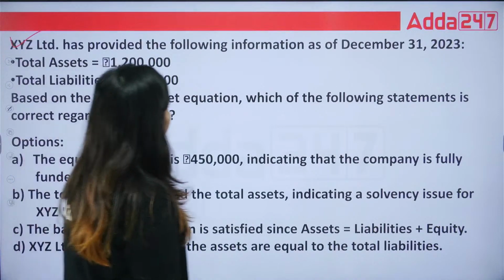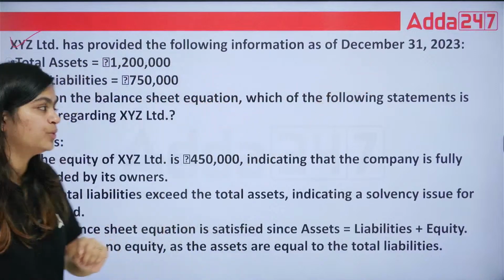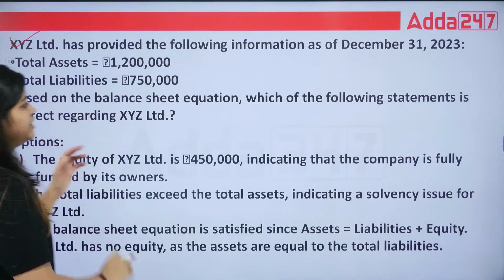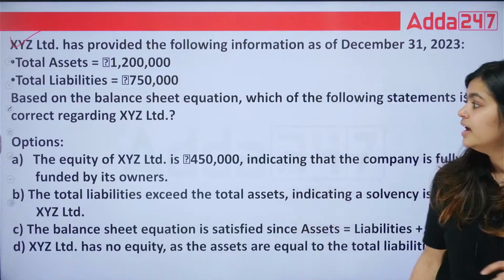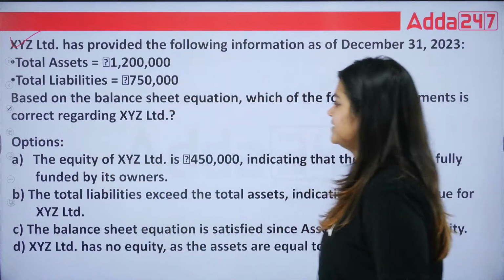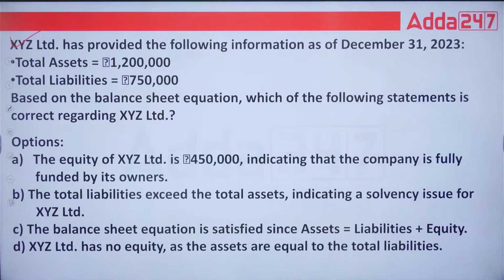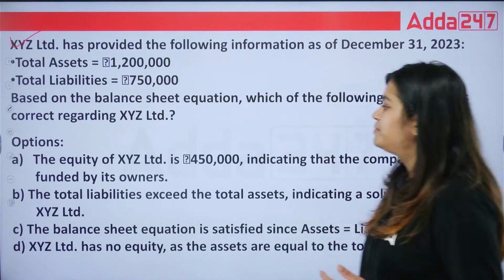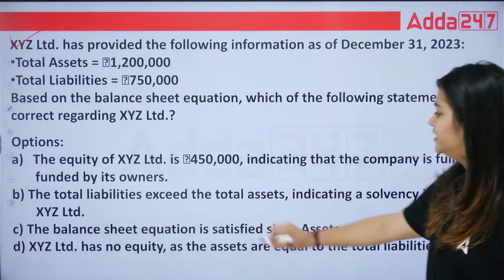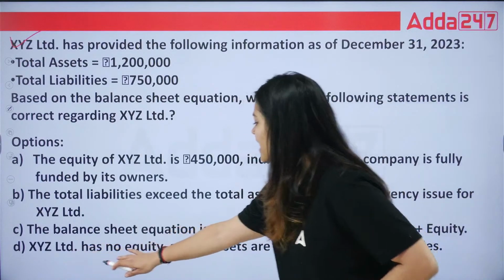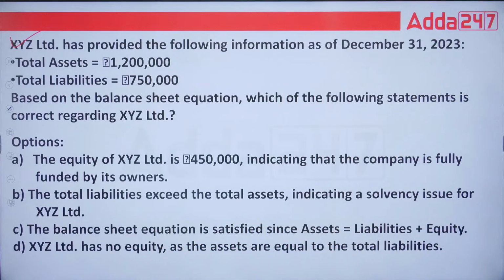XYZ Limited has provided the following information as of December 31st, 23. Total assets 12 lakh, total liabilities 7,50,000. Based on the balance sheet equation, which of the following statements is correct regarding XYZ Limited? Options are A. The equity of XYZ Limited is 4,50,000, indicating that the company is fully funded by its owners. B. The total liabilities exceed the total assets, indicating a solvency issue for XYZ Limited. C. The balance sheet equation is satisfied since assets equal to liabilities plus equity. D. XYZ Limited has no equity as the assets are equal to the total liabilities.